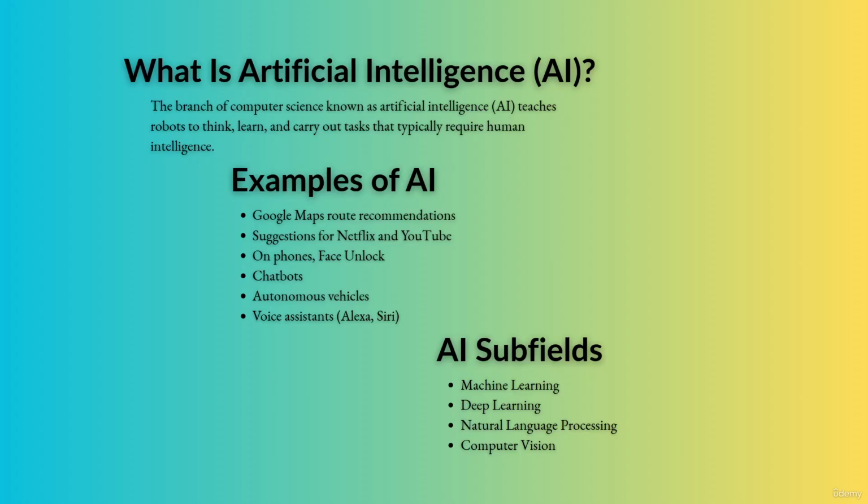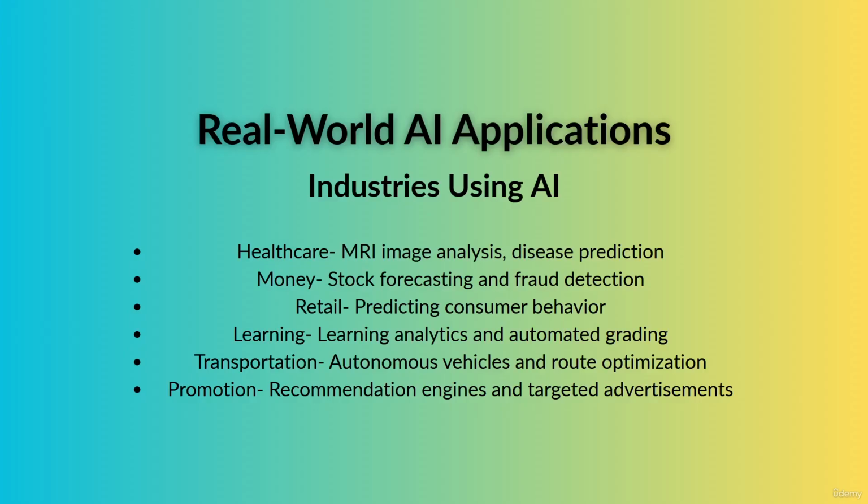Now, even though there are examples of AI, AI also has specific subfields. They are basically composed of four parts: machine learning, deep learning, natural language processing, and computer vision. All of them together combine and create the AI subfields. Now, let's move on to real-world AI applications.